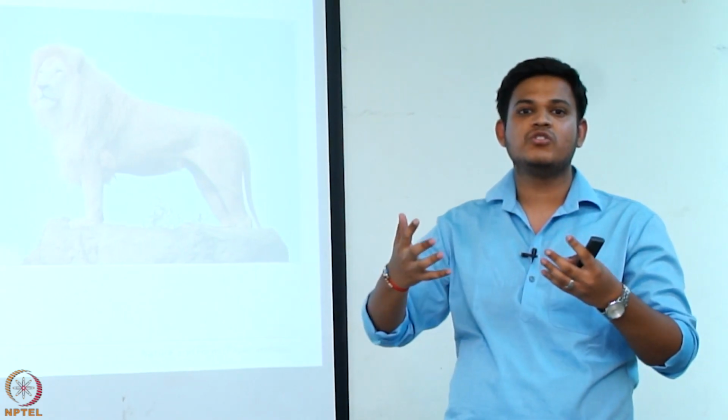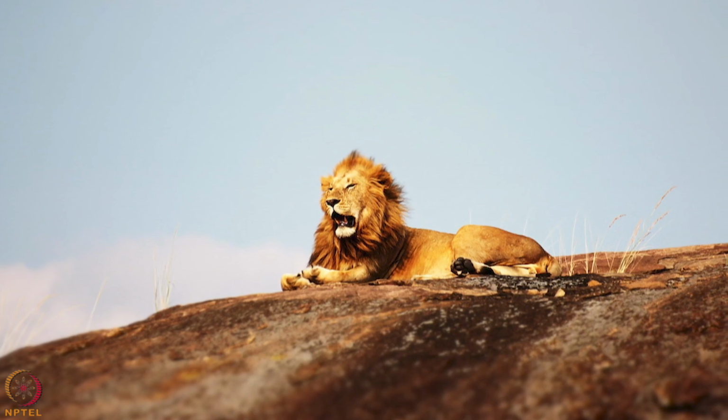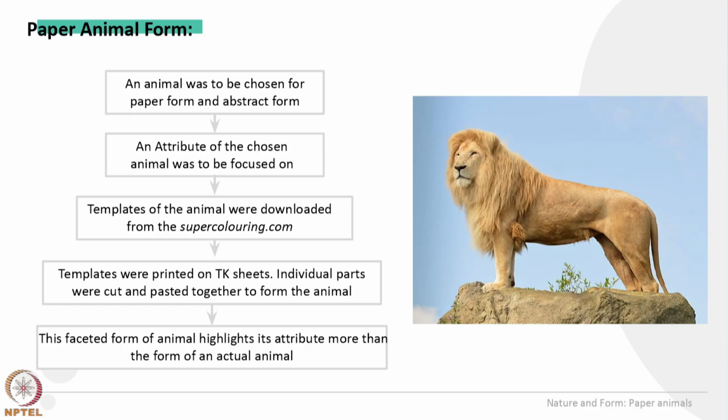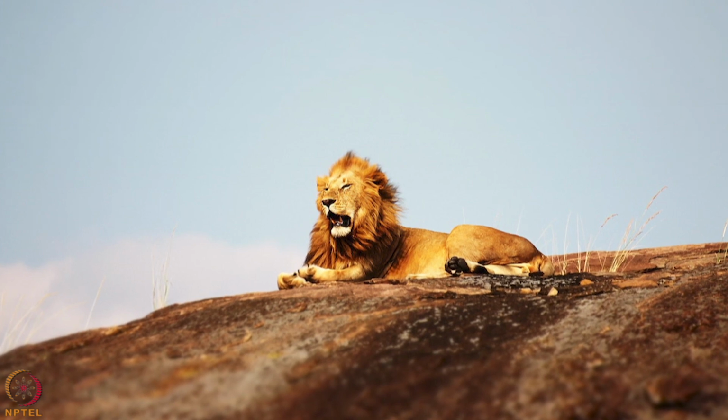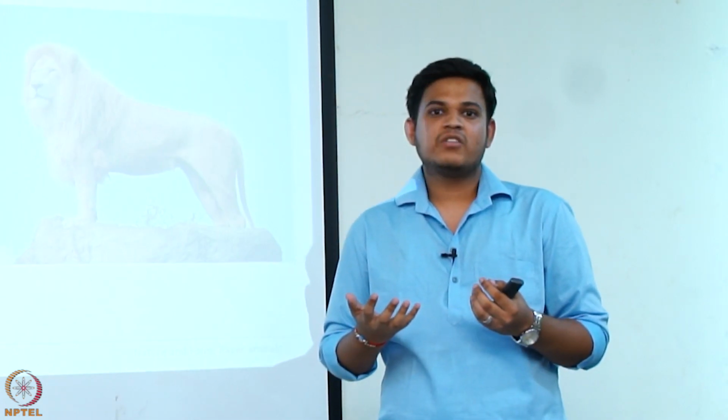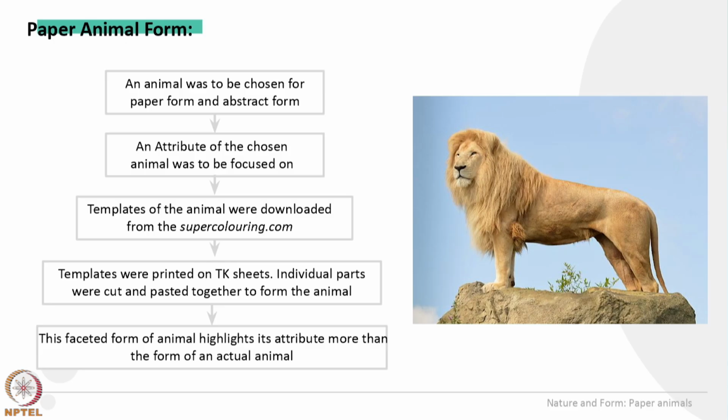First we had to choose an animal, so I chose a lion. Then we had to choose an attribute of the animal, so I chose pride. The lion's pride. We got our templates of the animals from a website called Super Coloring, and we downloaded the templates. We printed them out on TK sheets, cut them out individually, and then tried to stick them together to form the animals.